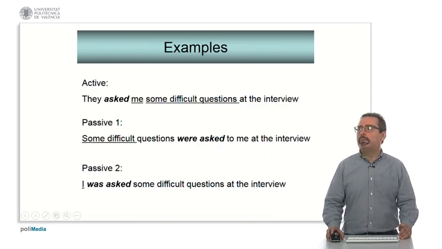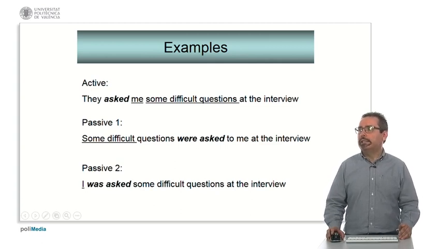We will see some examples of active and passive sentences. For example, an active sentence such as this one with the two objects: they asked me some difficult questions at the interview. We have two possible passive sentences: some difficult questions were asked to me at the interview, or the most common one, I was asked some difficult questions at the interview. This is an example of a verb with two objects.